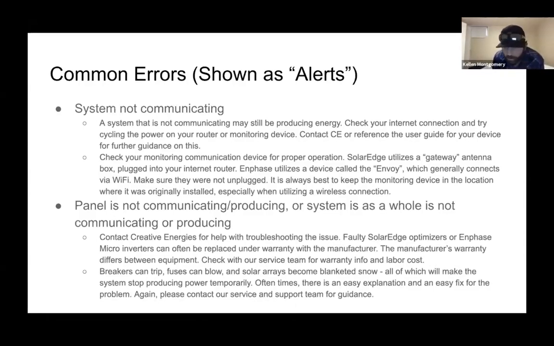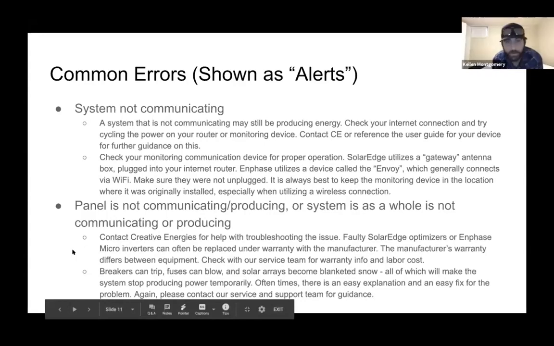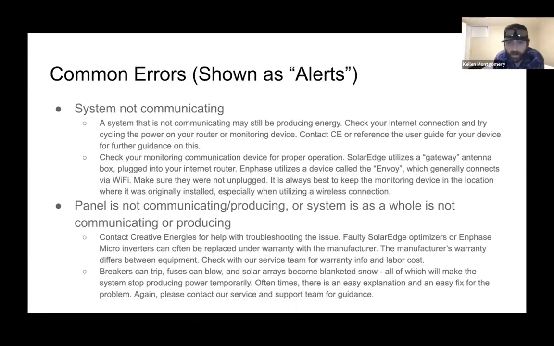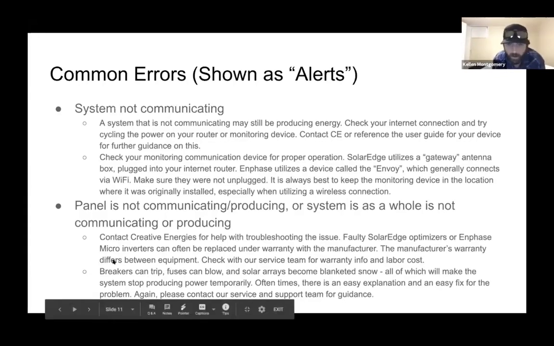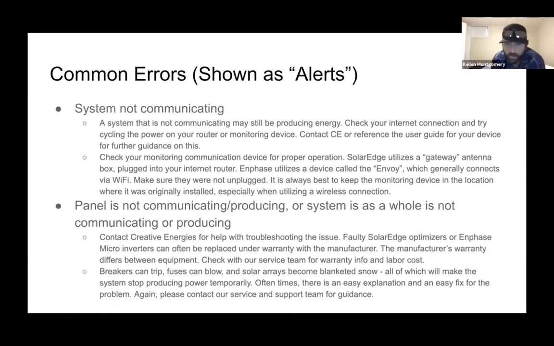Another thing that is probably most common when you see a system that's not producing power, if we've checked the communication and communication is good and the system is reporting, but it is reporting zero power, it could be a few things. Obviously, breakers can trip for a multitude of reasons. Fuses tend to blow. And obviously, snow is an issue, especially here in Salt Lake City. If any of those things happen, breakers tripping, fuses blowing, periods of very low sunlight or snow, the system will stop producing power temporarily. In the case of weather-related production loss, obviously that will correct itself. It's to be expected that systems become blanketed in snow and essentially go dormant for a period of time.